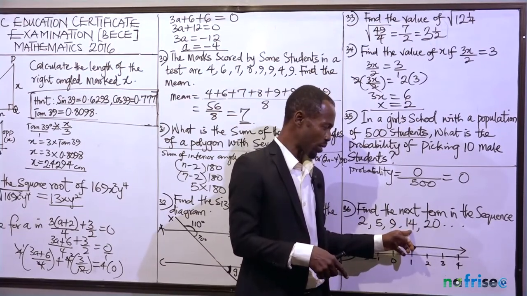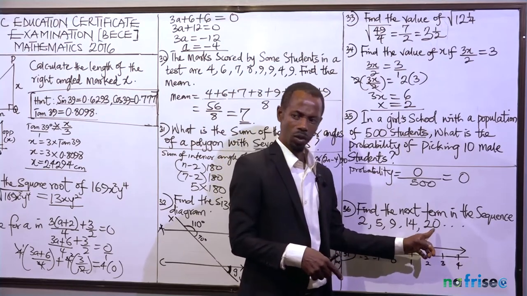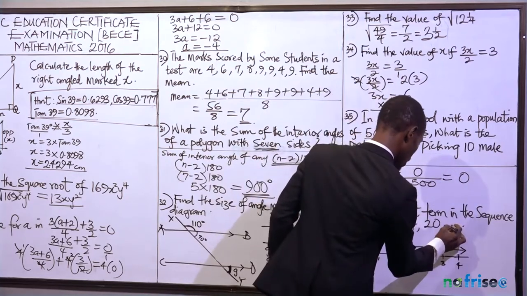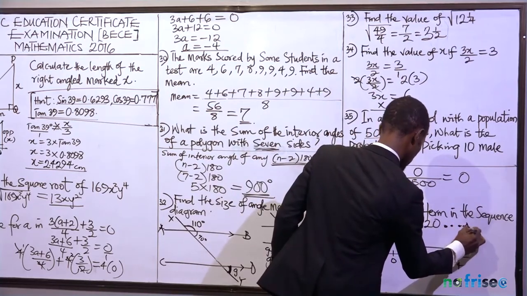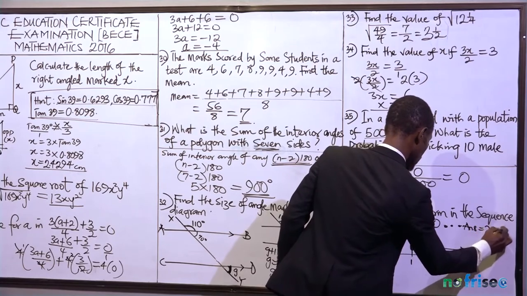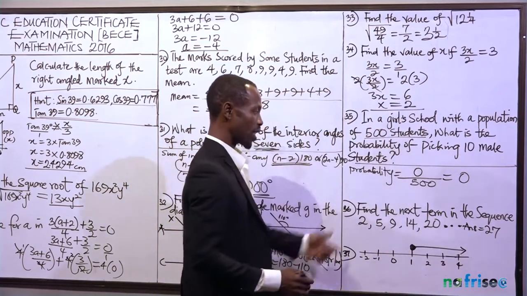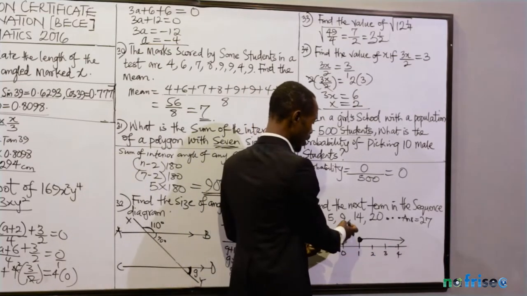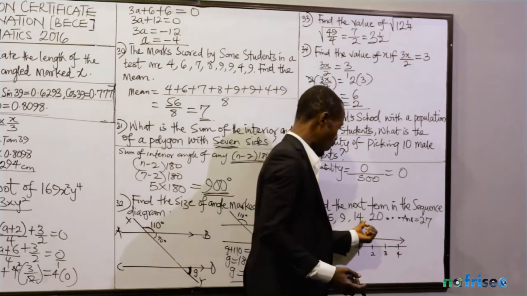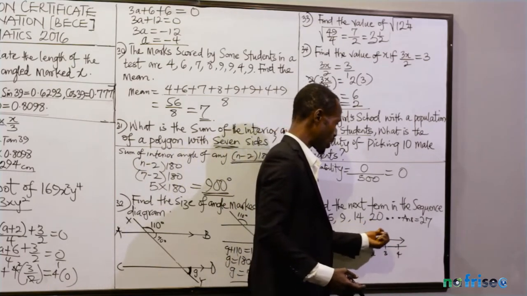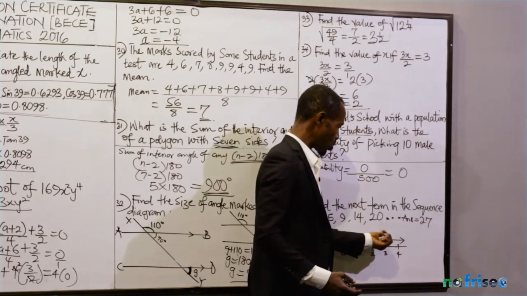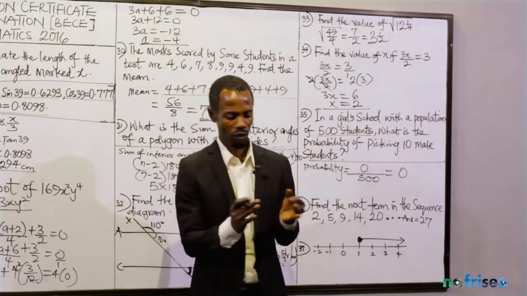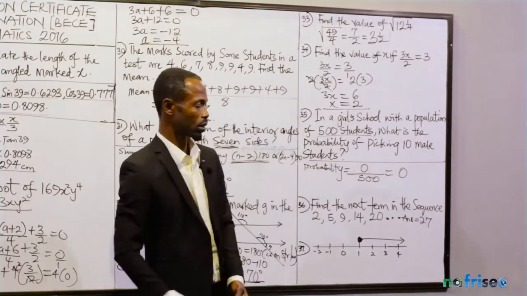So 14 plus 6 will give me what? 20. So the next number should be 20 plus 7, which in this situation, the answer should be what? 27. Look at it. They say find the next term in the sequence. 2 to 5, there's a difference of 3. 5 to 9, a difference of 4. 9 to 14, a difference of 5. 14 to 20, a difference of 6. Then 20 to the next number should be a difference of 7. Exactly. Just follow the sequence. Look at what's happening to the first number and the next one, and you will get it.